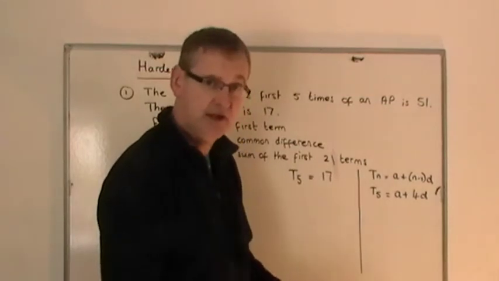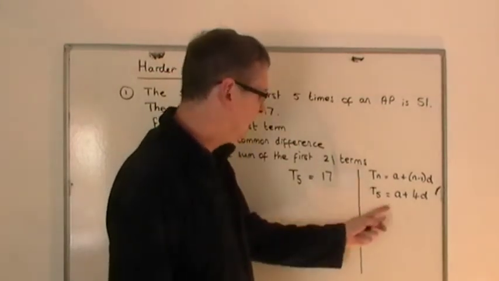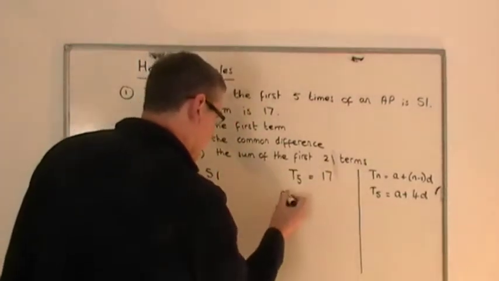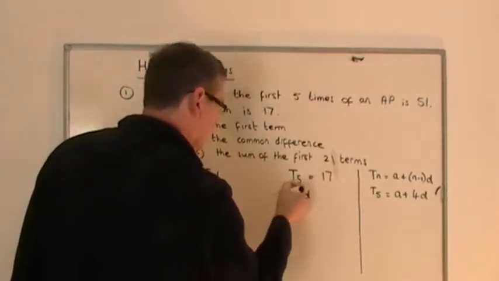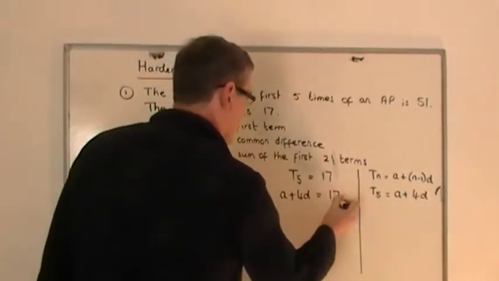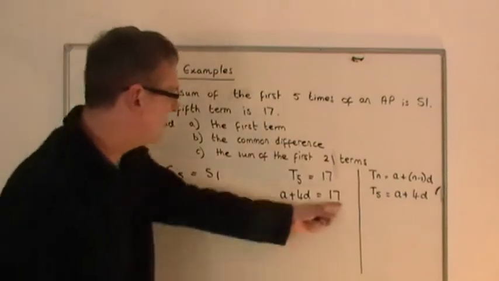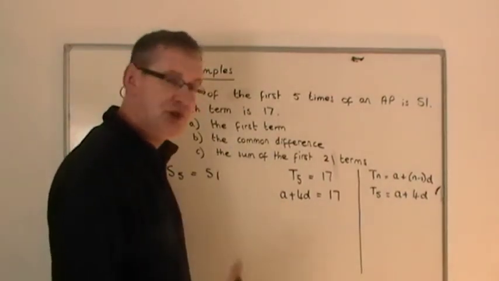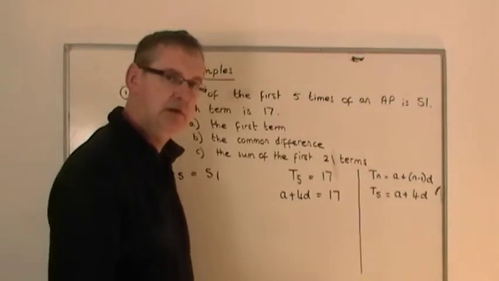Now I don't know a and I don't know d, but I do know that T5 is the same as a plus 4 d's. So I'm going to replace T5 with a plus 4 d's, like so. And so you get that coming out. Now that's an equation, and as you can see, we do not know a, we do not know d. There are 2 unknowns which we can't solve.